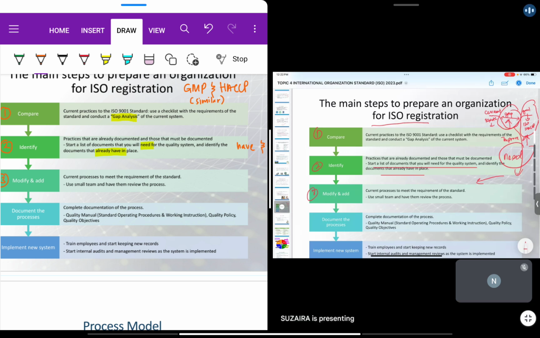Okay, so for this one, what you need to do is you cannot work alone. You need to have a committee. So it's like working in a group of 5 to 7 people. You have different people. Like you have a factory, and in the factory you have different departments: HR, production, QA, QC, quality management, quality department.